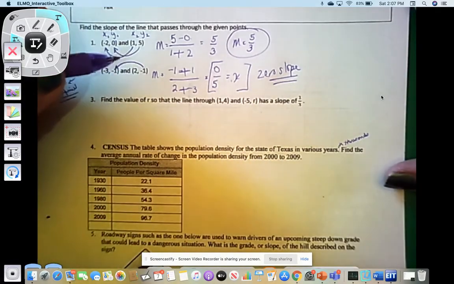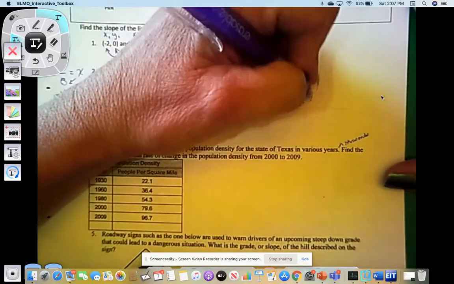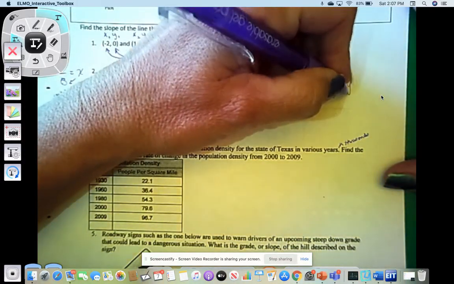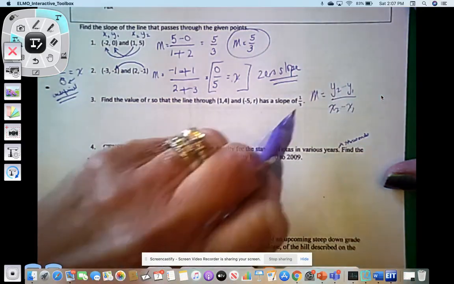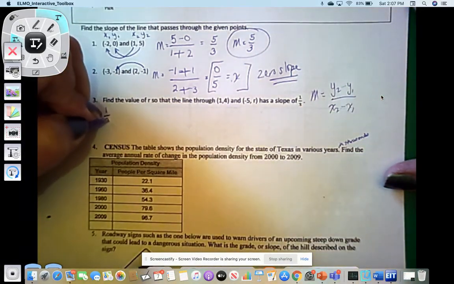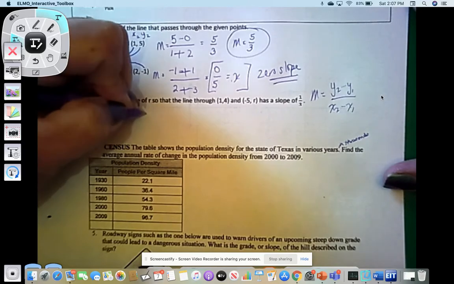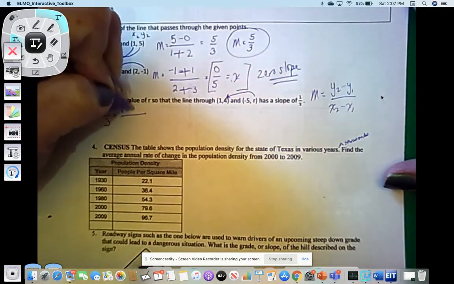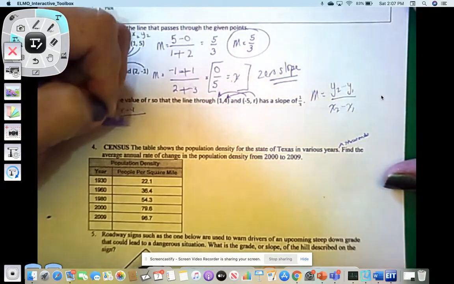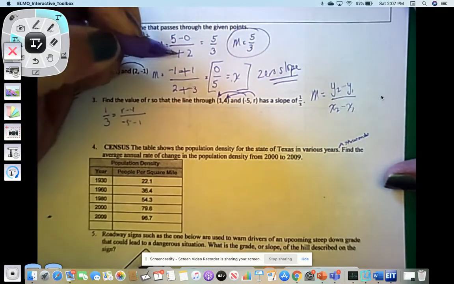So we're going to use that formula, m equals y2 minus y1 over x2 minus x1. They already gave me my slope as 1/3. So 1/3 equals, on the top I'm subtracting my y's, so r minus 4. On the bottom I'm subtracting my x's, negative 5 minus 1.